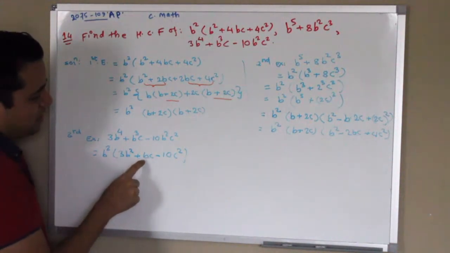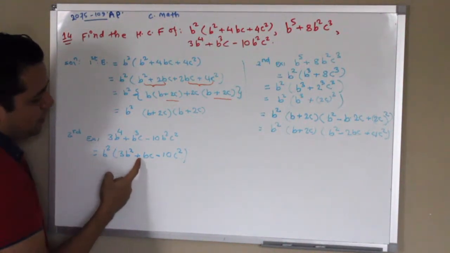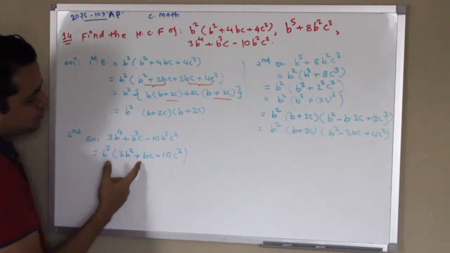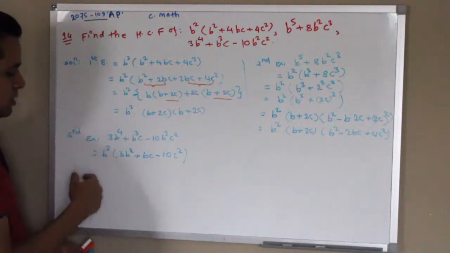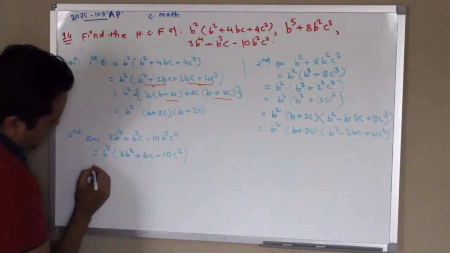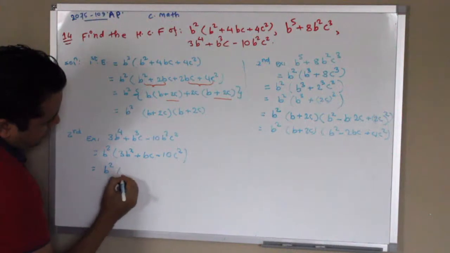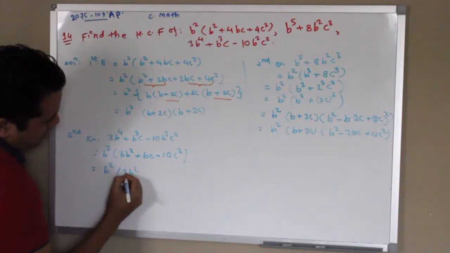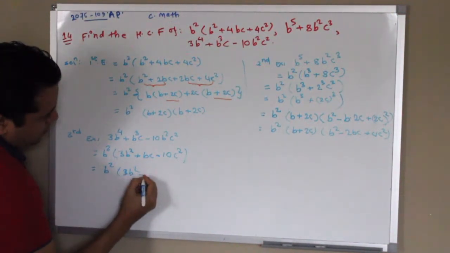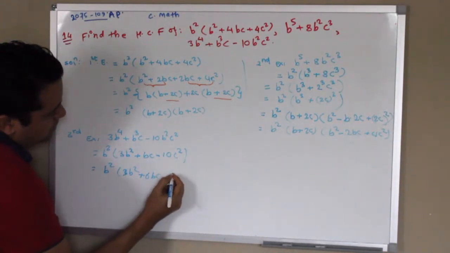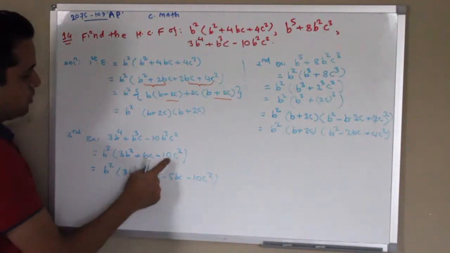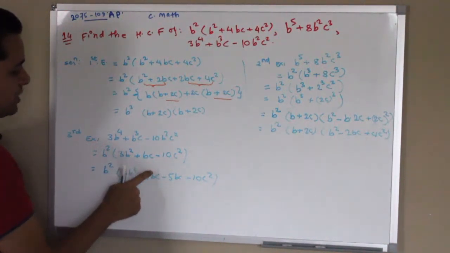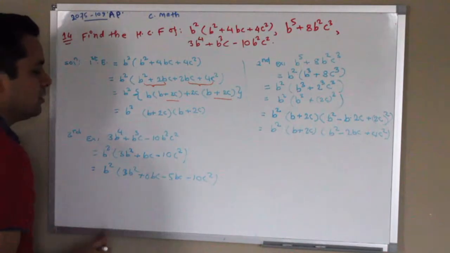Or simply you can say, look here, there is a 1. If I want to factor this out, I can say 6 minus 5 bc, which is correct, right? So b squared, 3b squared plus 6bc minus 5bc minus 10c squared. Because when multiplying 30, subtracting is 1. Yeah, 6 minus 5 is 1.